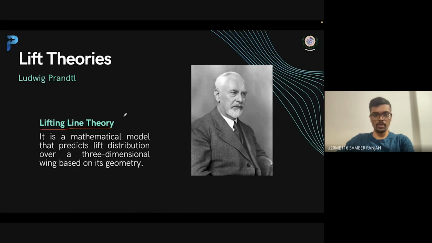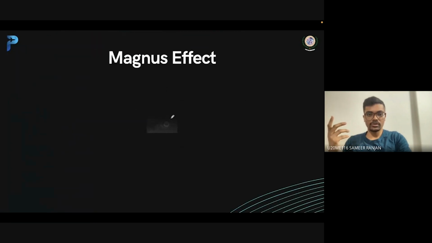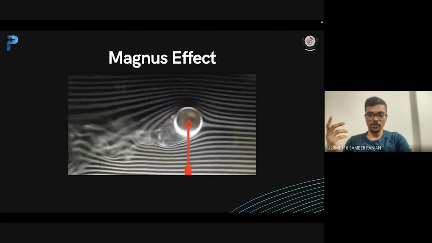Like I showed you many shapes, right? So what are these weird shapes and why are we using them? First question: where did they originate from? To find this out, let's learn about another effect.